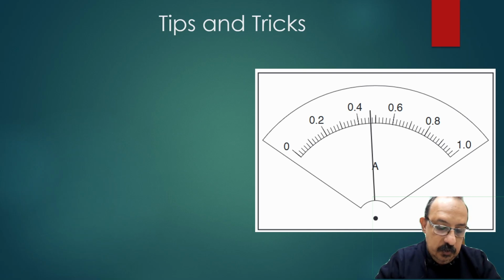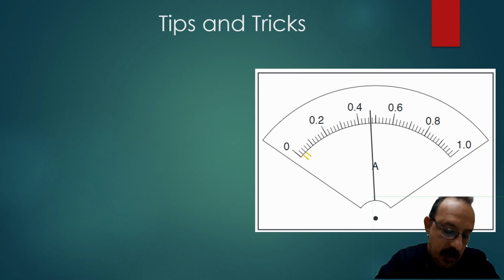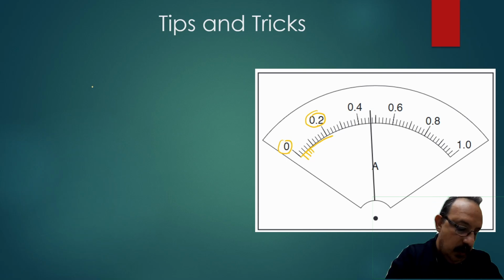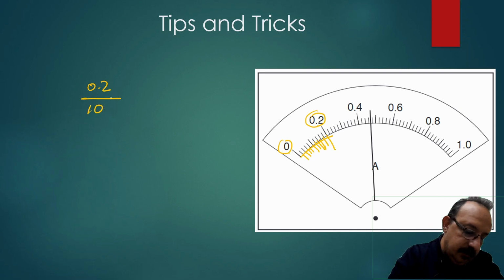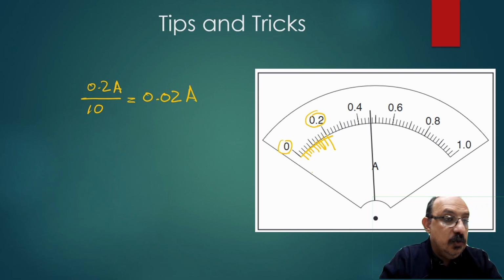The first thing we need to do is find what the smallest scale division is equal to. How do we do it? We see 2 labeled marks on the scale. So we have starting 0 and 0.2. How many divisions do we have? 1, 2, 3, 4, 5, 6, 7, 8, 9, 10 divisions. Okay, then we divide by 10. So 0.02 amps. Each small division is 0.02 amp.